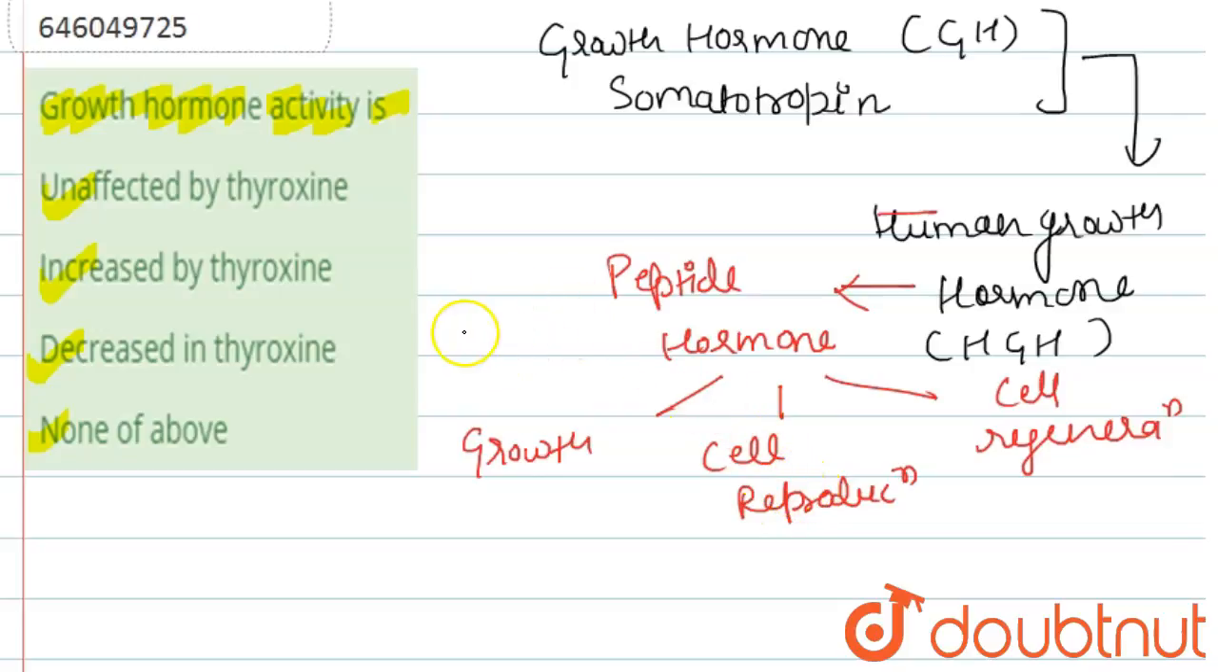So the correct option is increased by thyroxine. That is option B.